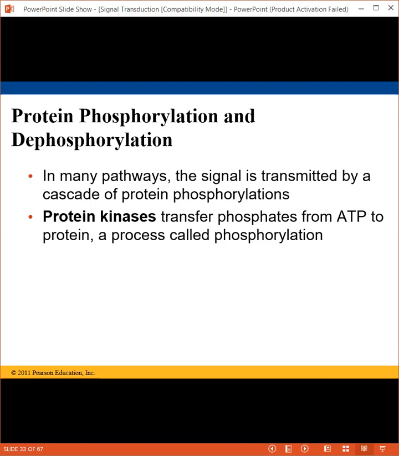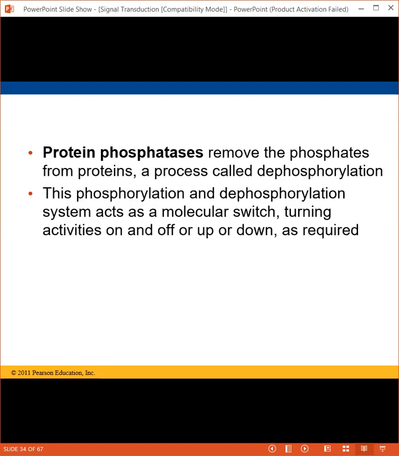And generally protein kinase, we have seen in the last class also, that protein kinase transfers phosphates from ATP to a protein, and that process is known as phosphorylation. Another protein is known as protein phosphatase, which can remove the phosphates from a protein. So it is a reverse process. This process is called dephosphorylation. And these two processes, the phosphorylation and dephosphorylation system, act as a molecular switch, turning the cell signaling mechanism on and off as and when required.